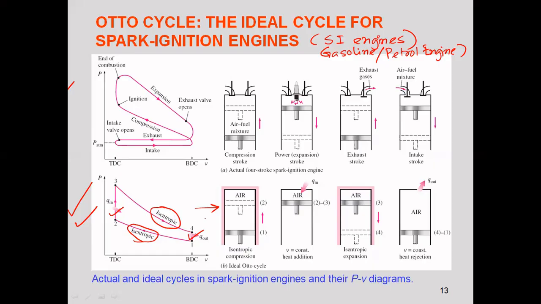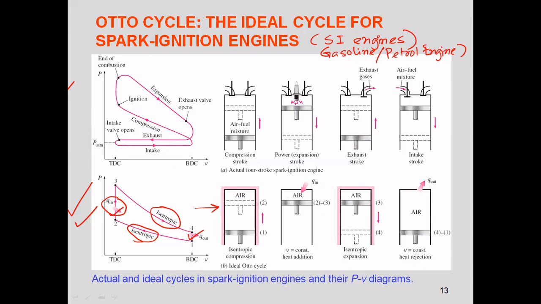Increasing temperature means we are supplying some thermal energy from outside to the inside, and therefore the internal energy of the system is increasing, the temperature is increasing and the pressure is increasing. That is why it is constant volume heat addition, Q in, you see. So 2 to 3 is a heat addition process, and it is happening at constant volume.